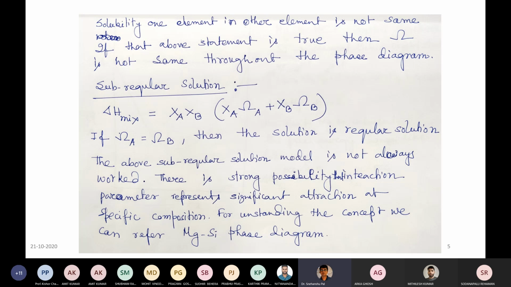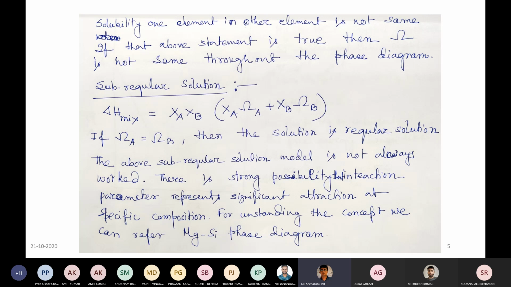Now we have to understand whether it is a reality that throughout the phase diagram, the tau, the interaction parameter, is always the same, constant. It's not reality. Solubility of one element in another element is not the same always. A is more soluble in B. That does not mean that B also will have good solubility in A. So the solubility of A in B or B in A is not always going to be the same. If it is that, then how can the interaction parameter be the same throughout the phase diagram? So this is also not a so valid assumption with respect to the practical scenario.